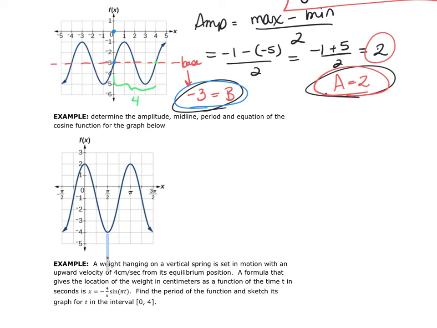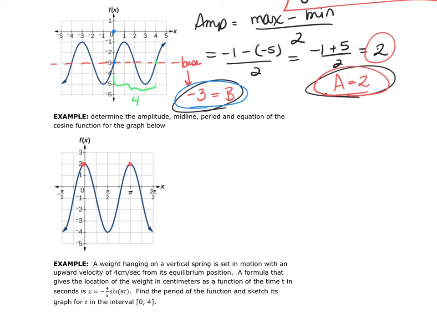Now I could start it here, but remember cosine starts at a max or a minimum. I could start it here if I wanted to. I can start it anywhere. I always start it for the least amount of work possible. So I'm going to start my cosine wave right here, and I'm going to have it end right there.